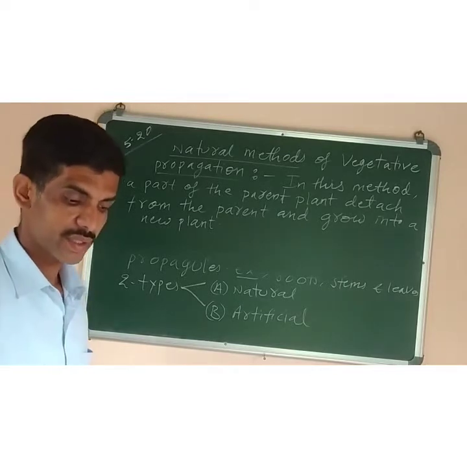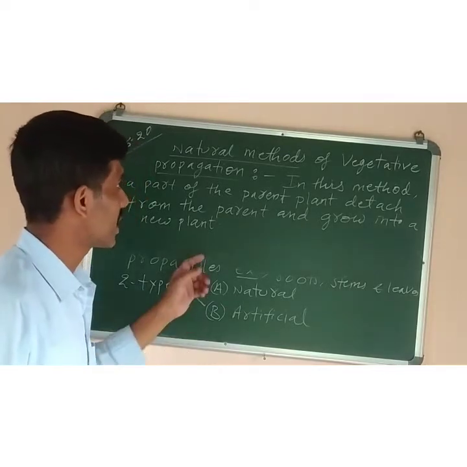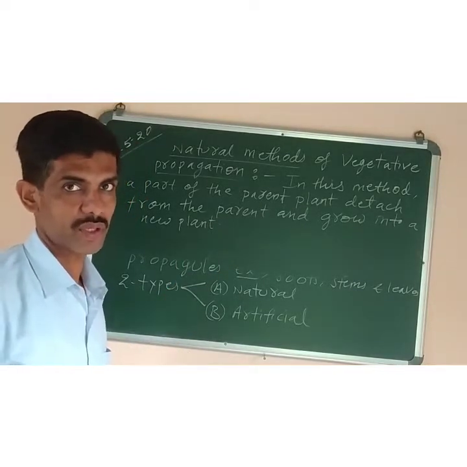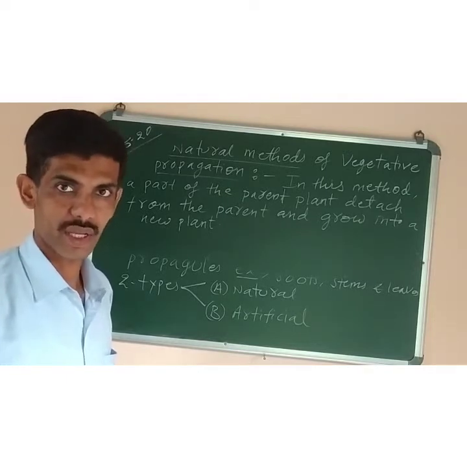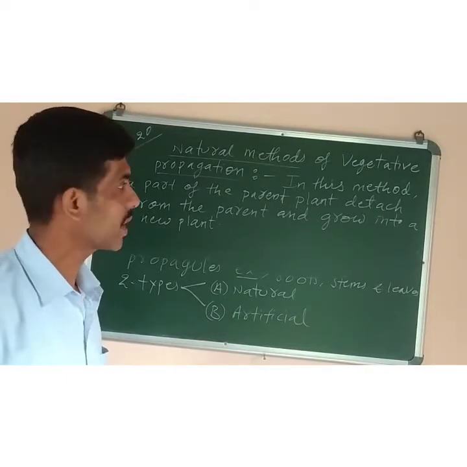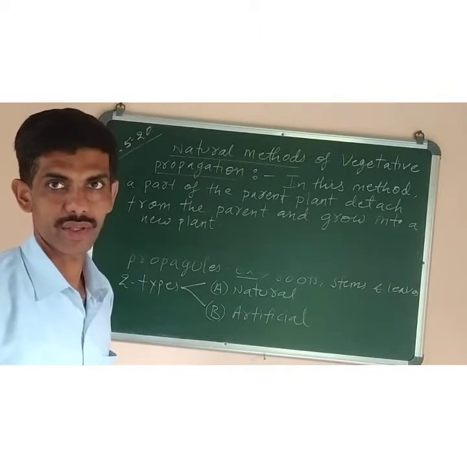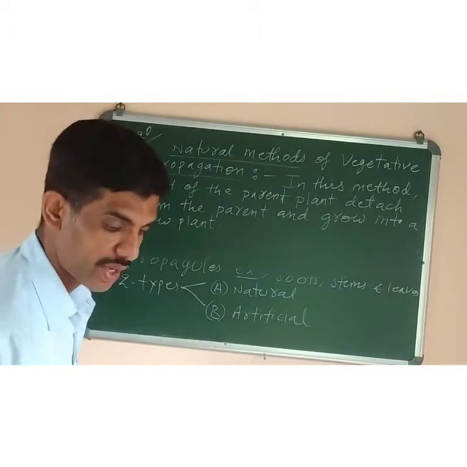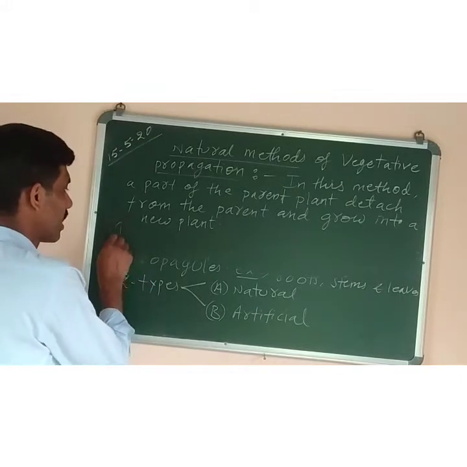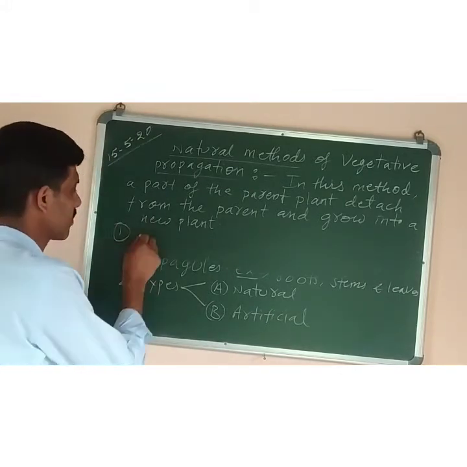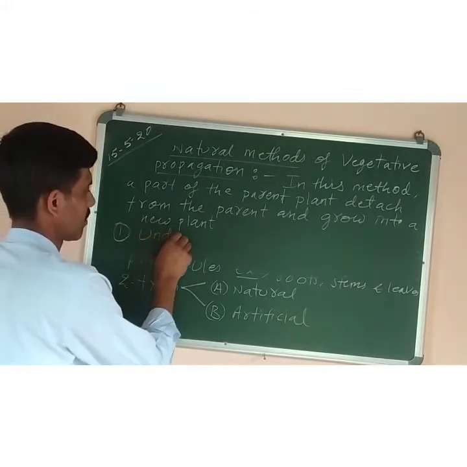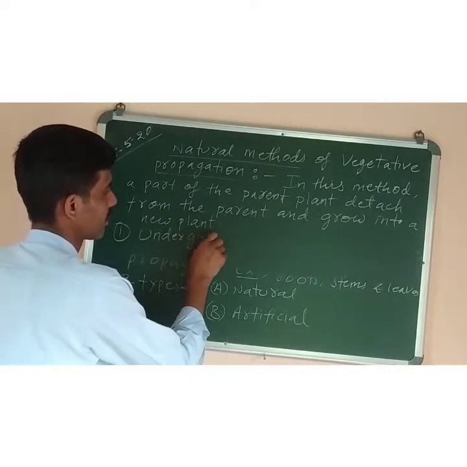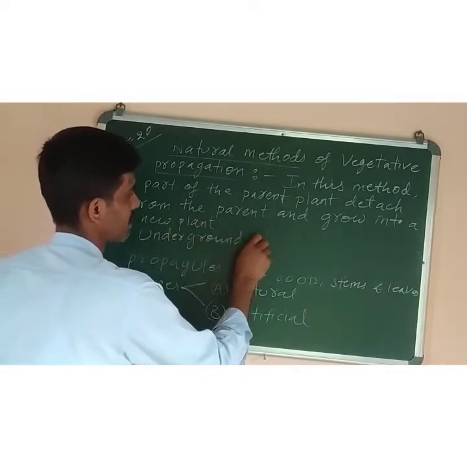Now, next are the parts which are used by the plants in vegetative propagation. I already said they are roots, stems and leaves. Now, what are the different natural methods of vegetative propagation? So, first one is from underground stems. So, I write here number 1 like this. 5 points are there. Underground stems.